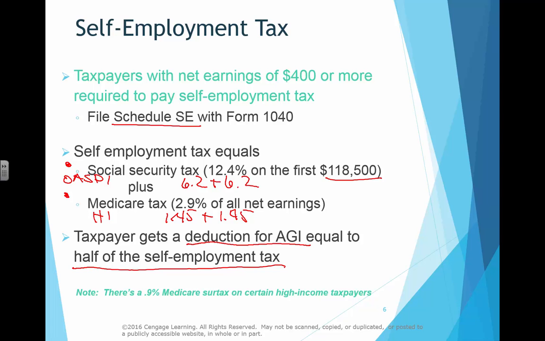Also, don't forget, this is part of the ACA, the Affordable Care Act, or Obamacare as it's widely known, that there's a 0.9% additional Medicare surtax if you're high income, and that's defined as $200,000 if you're single, $250,000 if you're married filing joint.